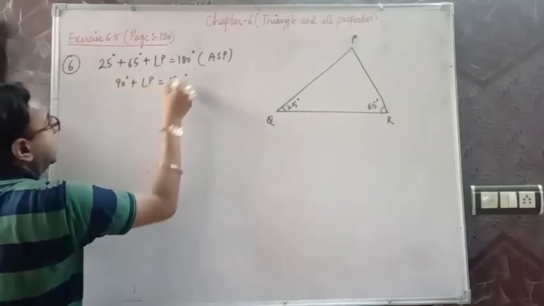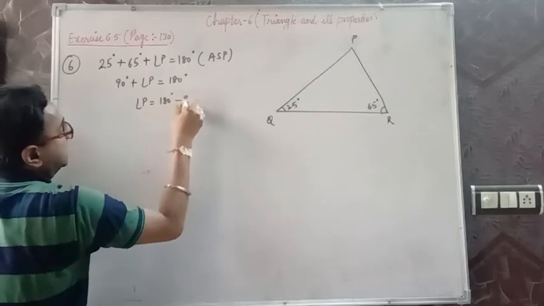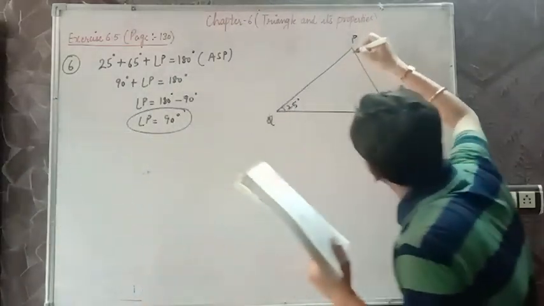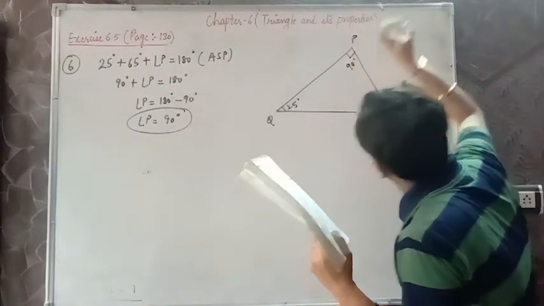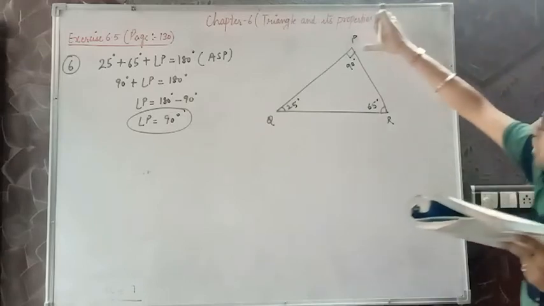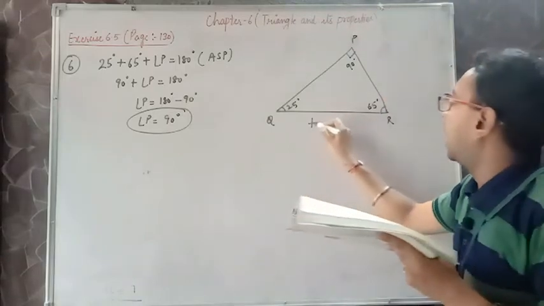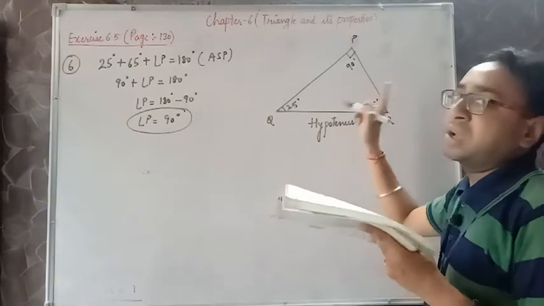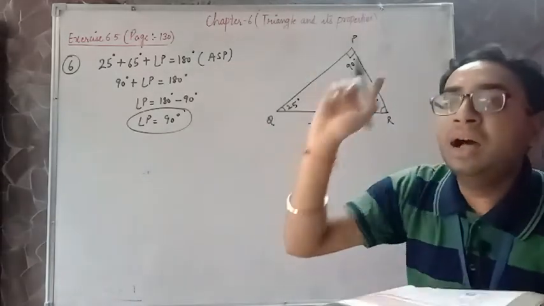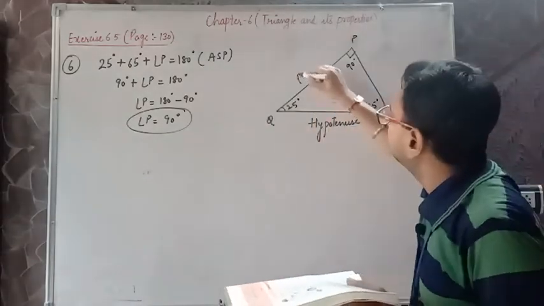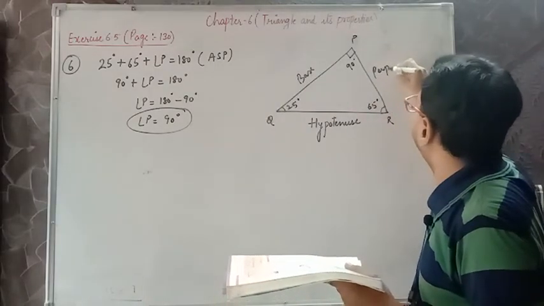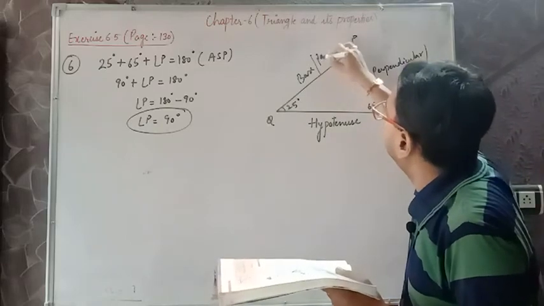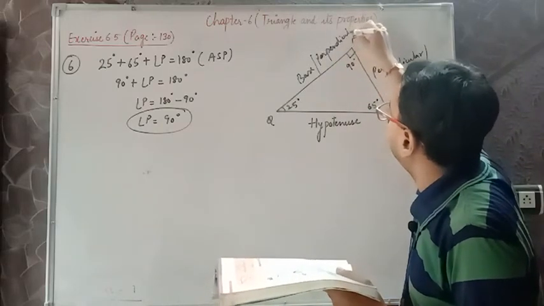Angle P is equal to 180 degree minus 90 degree. Angle P is equal to 90 degree. It means this is a right angle triangle, for sure. If this is a right angle triangle, QR must be what? Hypotenuse, because the side opposite to the largest angle is the hypotenuse. So this must be the hypotenuse. This can be base and this can be perpendicular, or the other way around, but our hypotenuse is fixed for sure.